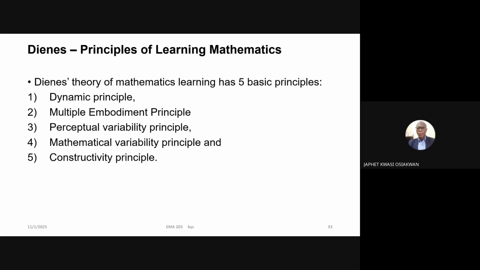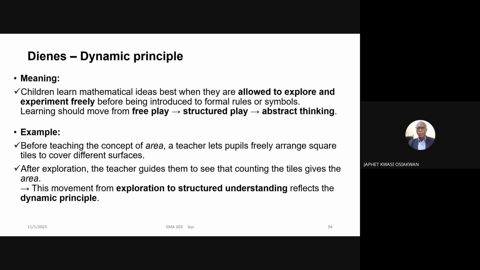So let's take them one by one. After this, I'll ask about the other one. The dynamic principle: look at the meaning I have there. It says children learn mathematical ideas best when they are allowed to explore and experiment freely before being introduced to formal rules or symbols. In other words, learning should move from free play, to structured play, and then abstract thinking.